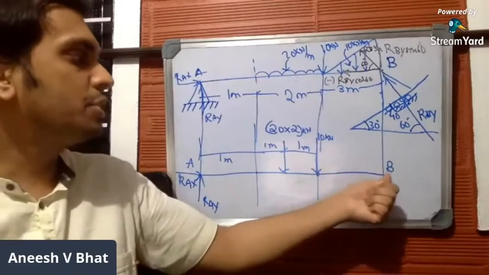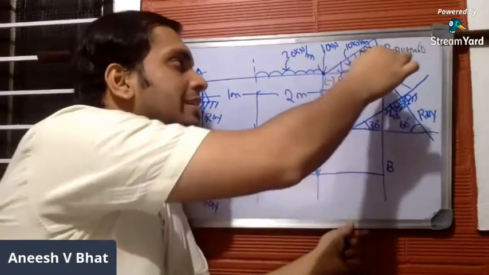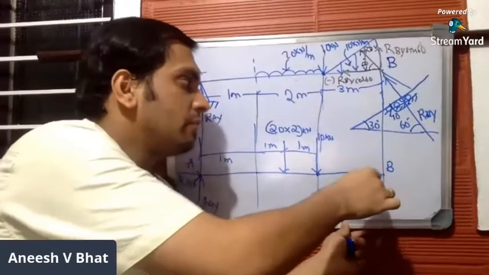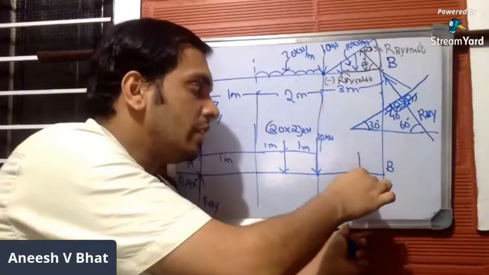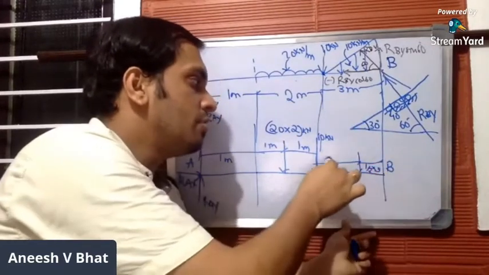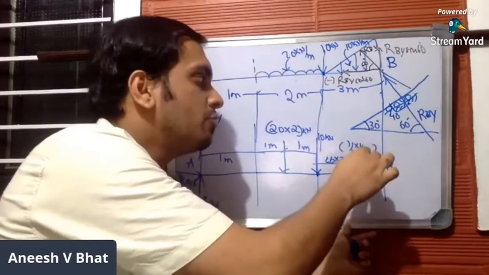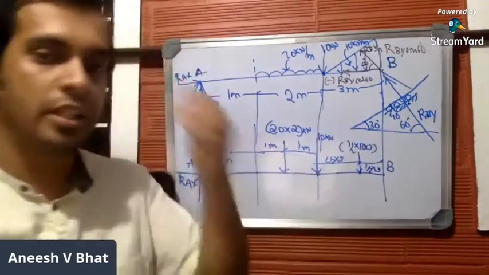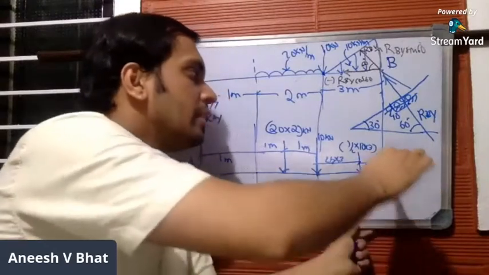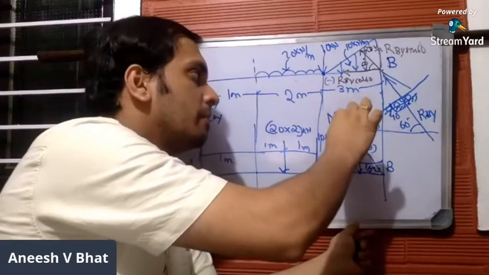Now, from this point to this point, you have a uniformly varying load. So, this point will be the apex and this point will be the base. I hope you are clear. The point load that you convert from the UVL will be at a distance of 1/3 of 3 from the base, and 2/3 of 3 from the apex, and its magnitude will be half into rate of load distribution, 10 into 3.